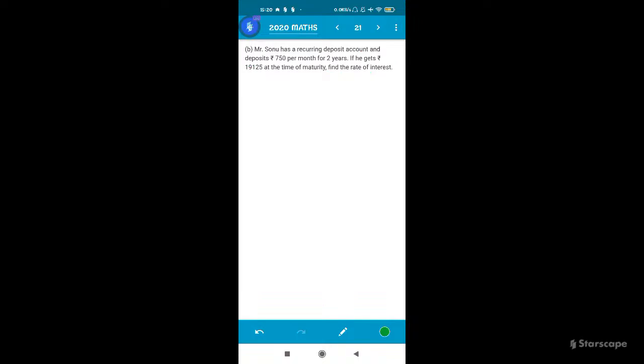Next is our question related to banking. So over here we have been told that Mr. Sonu has a recurring deposit account and deposits rupees 750 every month for 2 years. If he gets rupees 19125 at the time of maturity, that means this is the maturity amount, the final amount, you have to find the rate of interest, you have to find the value of R. So let's see, this is a very easy question.